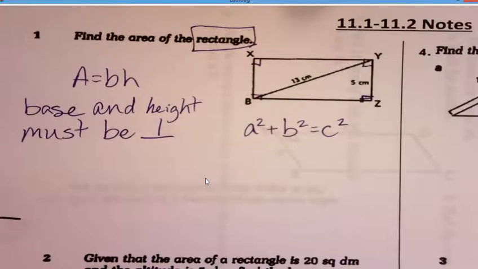Right angle, it's a rectangle. The reason you know it's a right angle is because it says find the area of the rectangle. Alright. Two things you can do here. You can plug the numbers in, do Pythagorean theorem, or you can remember that it is a triple.